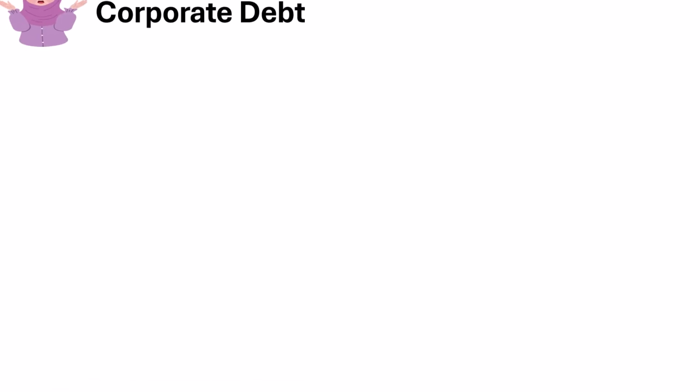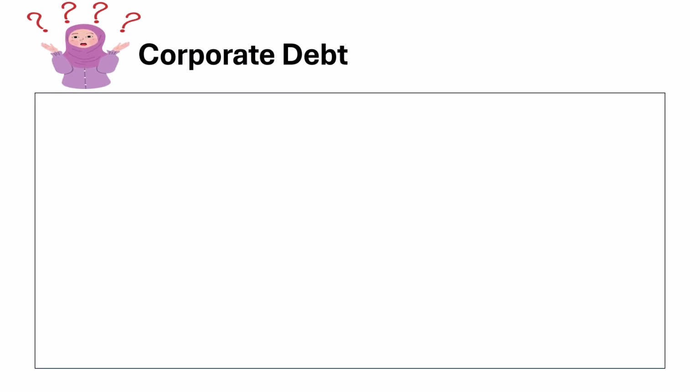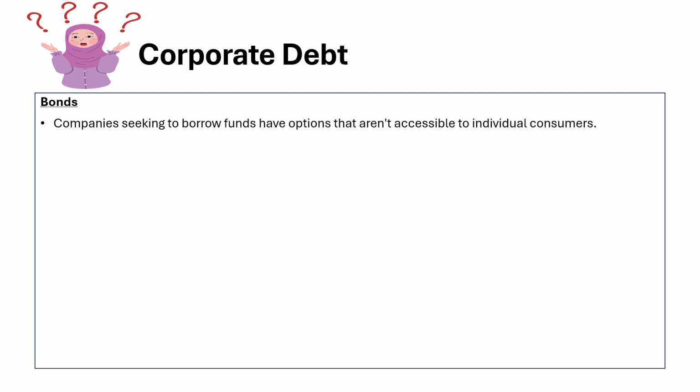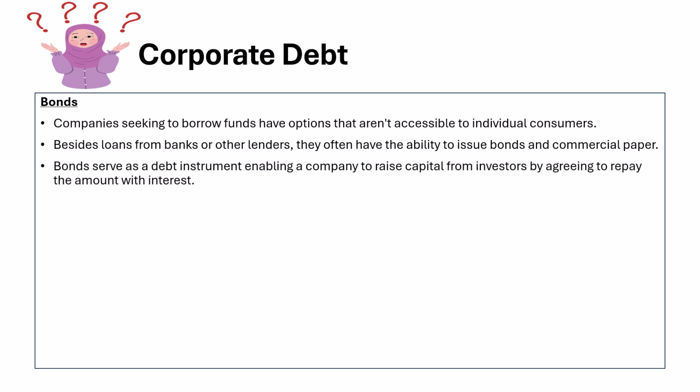Now that we've understood the types of consumer debt, let's move on to the next kind of debt, which is corporate debt. Corporate debt is usually known as bonds. Companies seeking to borrow funds have options that aren't accessible to individual consumers. Besides loans from banks or other lenders, they often have the ability to issue bonds and commercial papers.